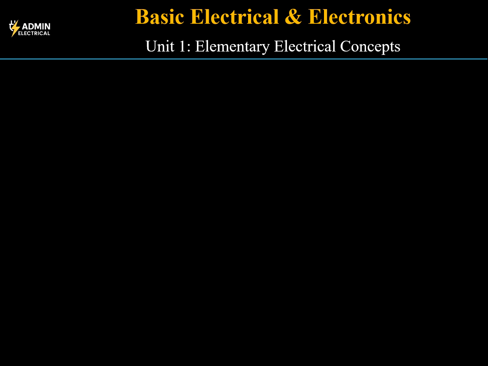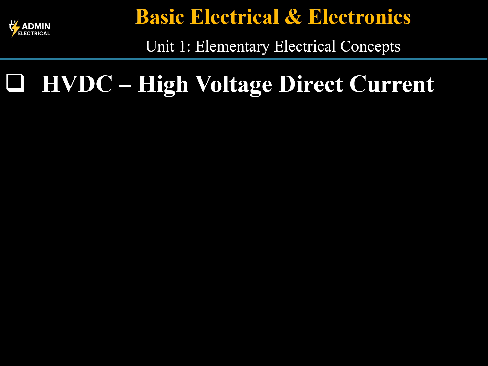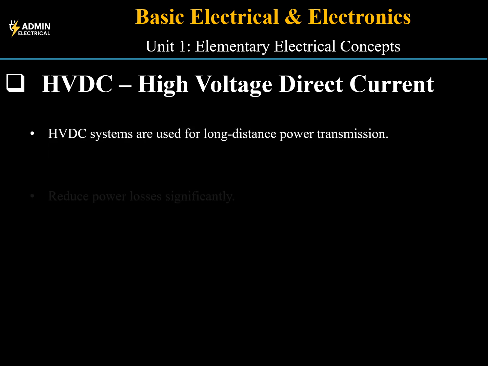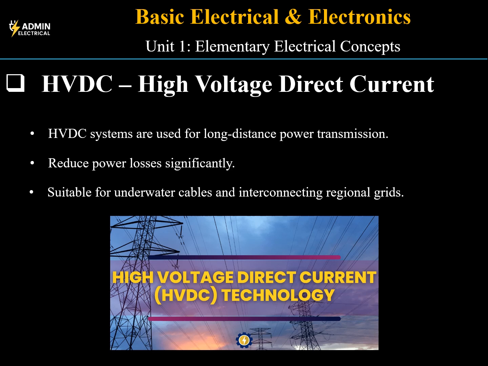Now let's look at HVDC, or high voltage direct current transmission. HVDC is mainly used for very long distances, especially when we need to reduce power losses. It's also used for special cases like underwater cables, where AC would lose too much power, and for interconnecting regional grids, where synchronization is tricky.